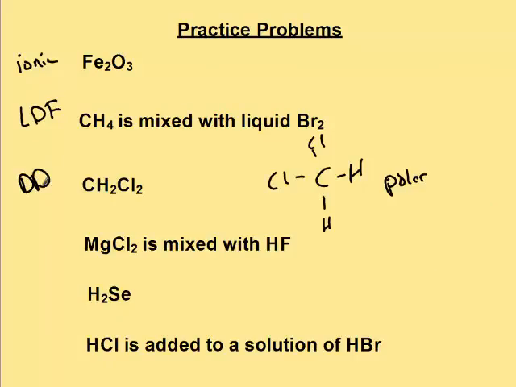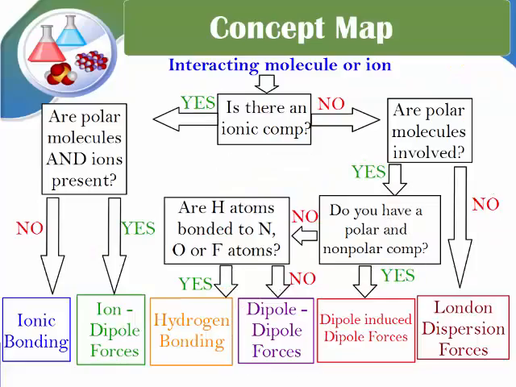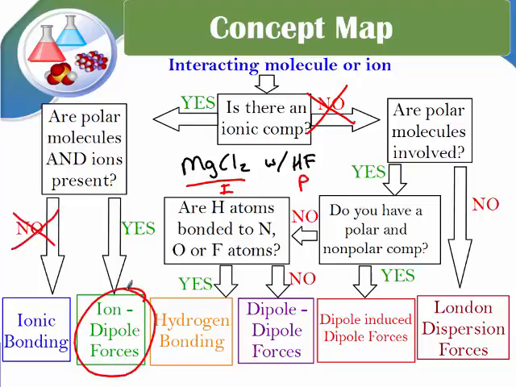Magnesium chloride is mixed with HF. So first, is there an ionic compound? Yes. Do I have polar molecules and ionic compounds present? Well, this one's ionic. This one is not ionic, and it's polar. So yes. Then that means it's ion dipole. Notice I have two different substances, so I can have an ion dipole.